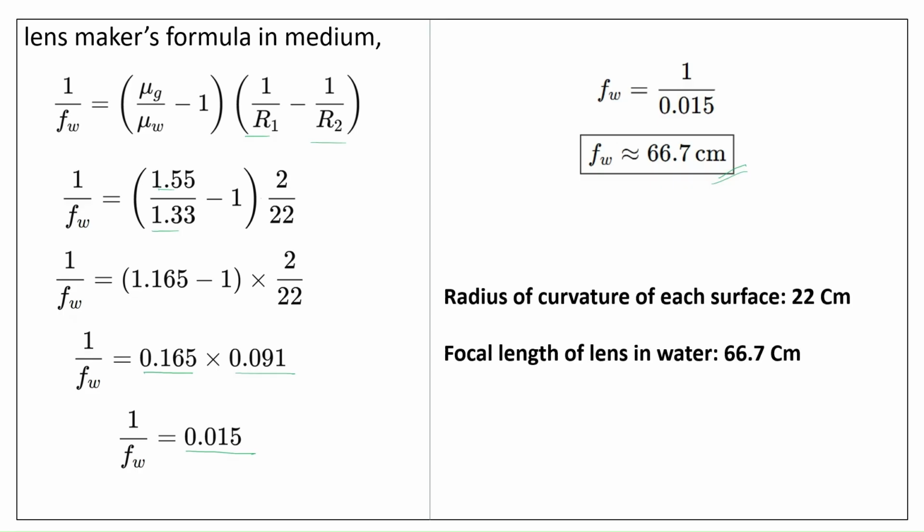Therefore, radius of curvature of each surface is 22 cm. Focal length of lens in water is 66.7 cm.